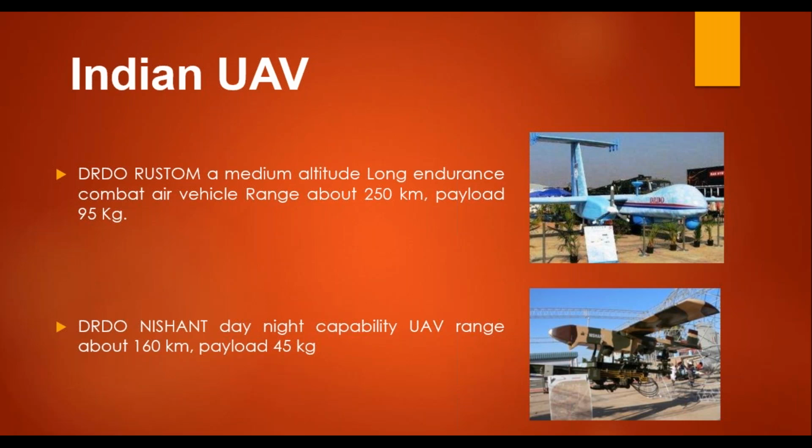Another one is the DRDO Nishant, which has the capability to fly at night itself, and which has a UAV range of about 160 kilometers and a payload of about 45 kg. The range of 250 kilometers means they can fly from the controller side up to 250 kilometers, meaning the communication link has been established up to 250 kilometers, and in the same way 160 kilometers in the case of the Nishant.